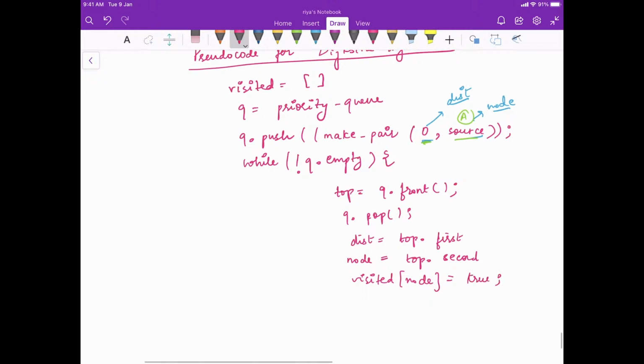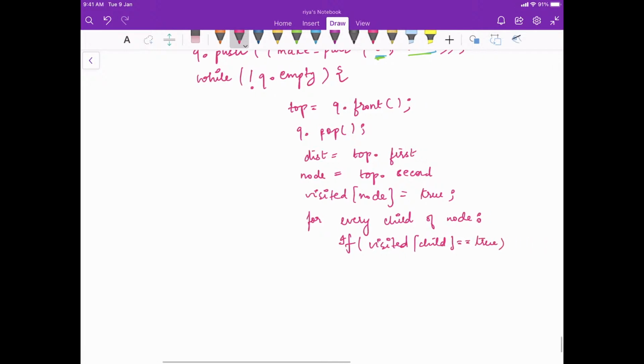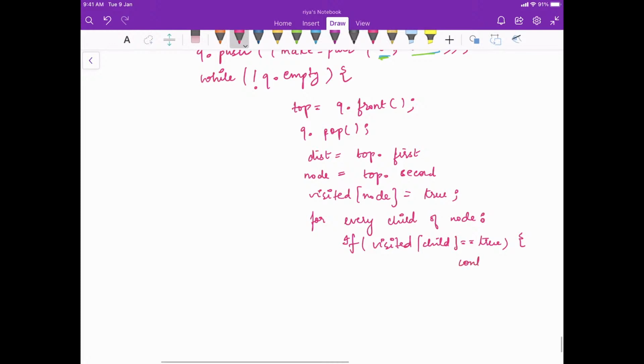Now I will go to its child. For every child of this particular node, if we have come to C, now we'll go to each and every child of C. Now if the child is already visited, then you don't do anything, you simply continue.